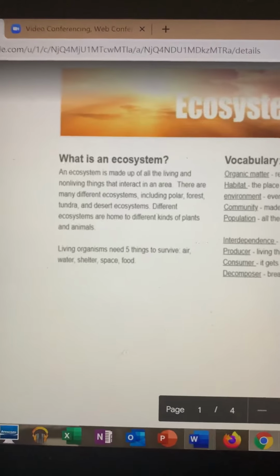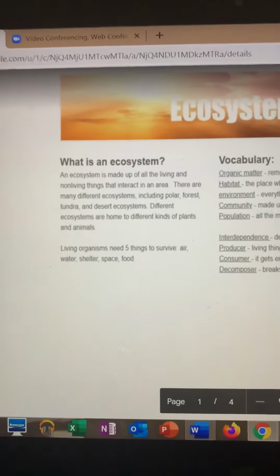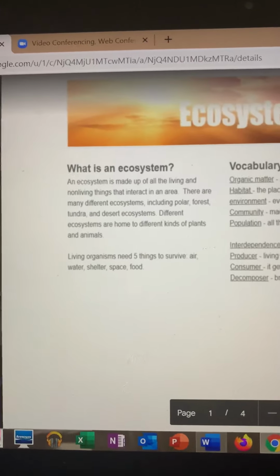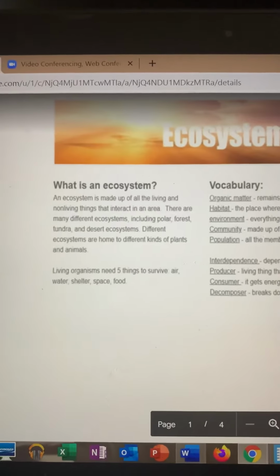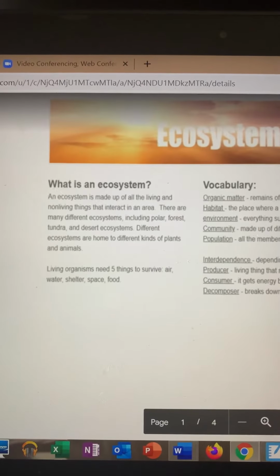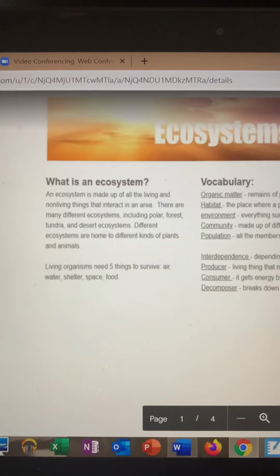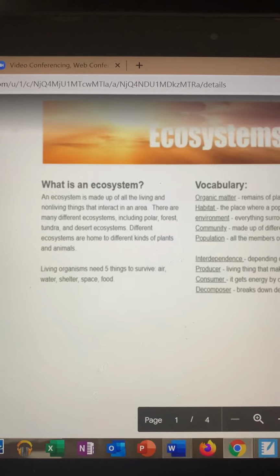Well, that makes sense, boys and girls, right? Because a polar ecosystem is going to have different types of living things, such as plants and animals, than a desert, right? You're not going to see a polar bear in a desert, and vice versa. You wouldn't see an animal from a desert, such as a scorpion, in the Arctic. Different ecosystems are home to different kinds of plants and animals.